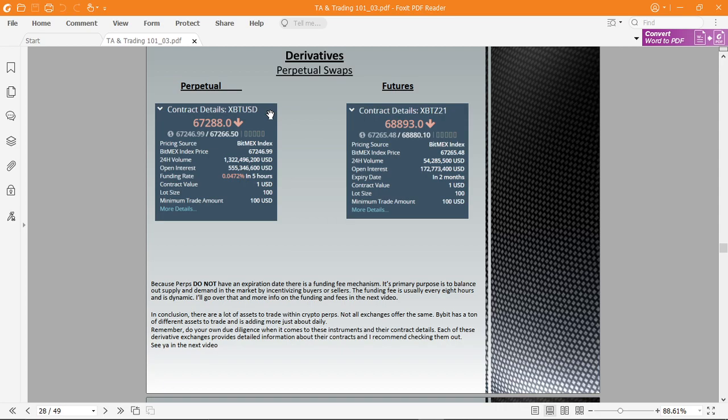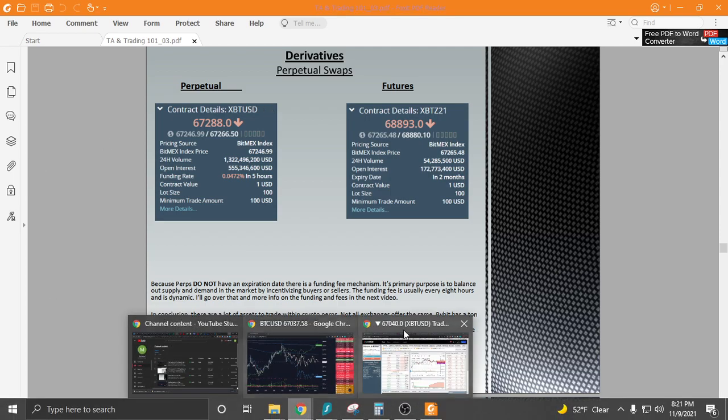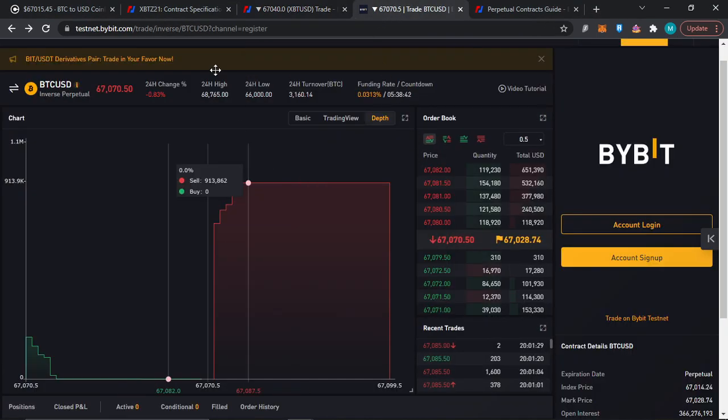In conclusion, there are a lot of assets to trade within crypto perps. Not all exchanges offer the same. Bybit now has a ton of different assets to trade and is adding more literally daily because I get notifications. I've said many times Bybit is my favorite exchange. Let's see here. Yeah, every day there's a banner here with something new.